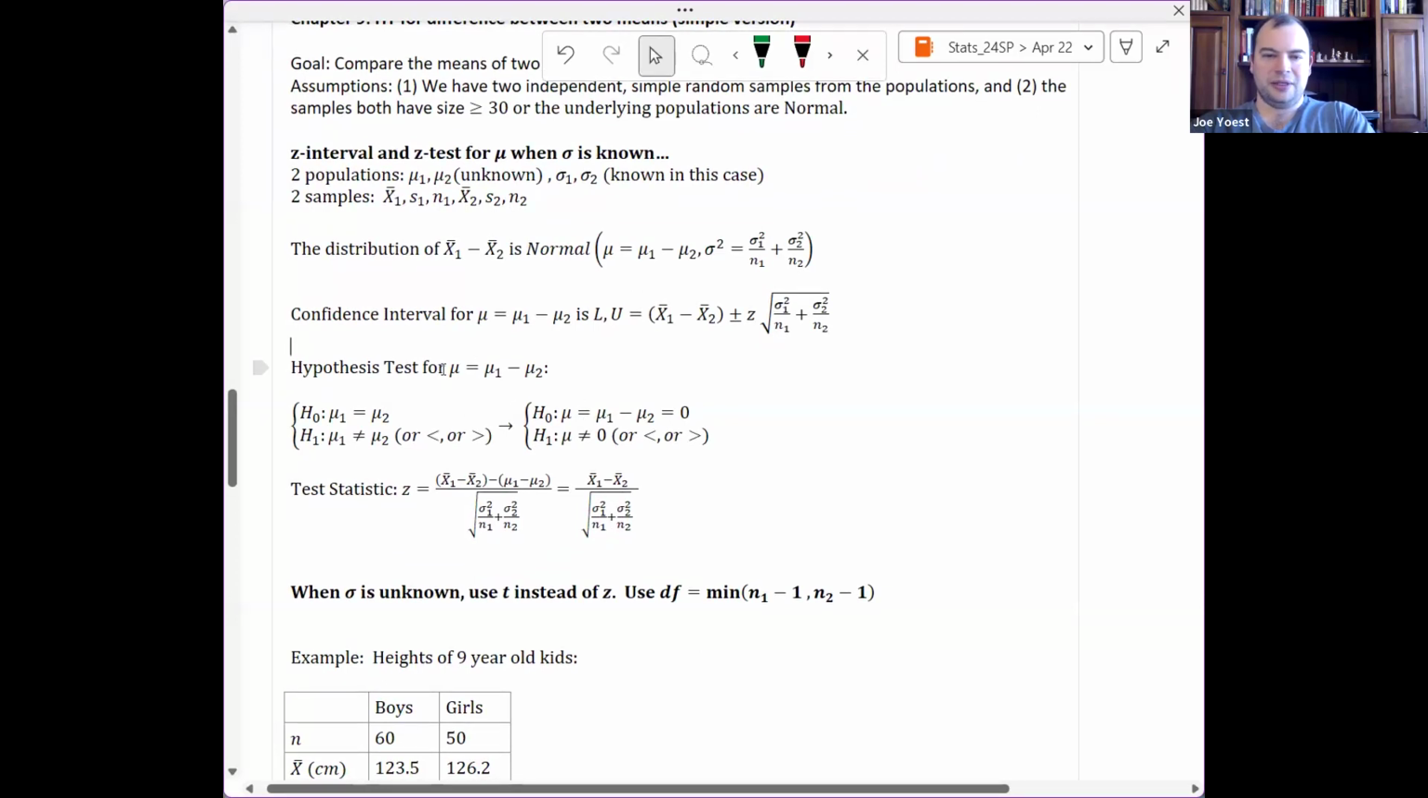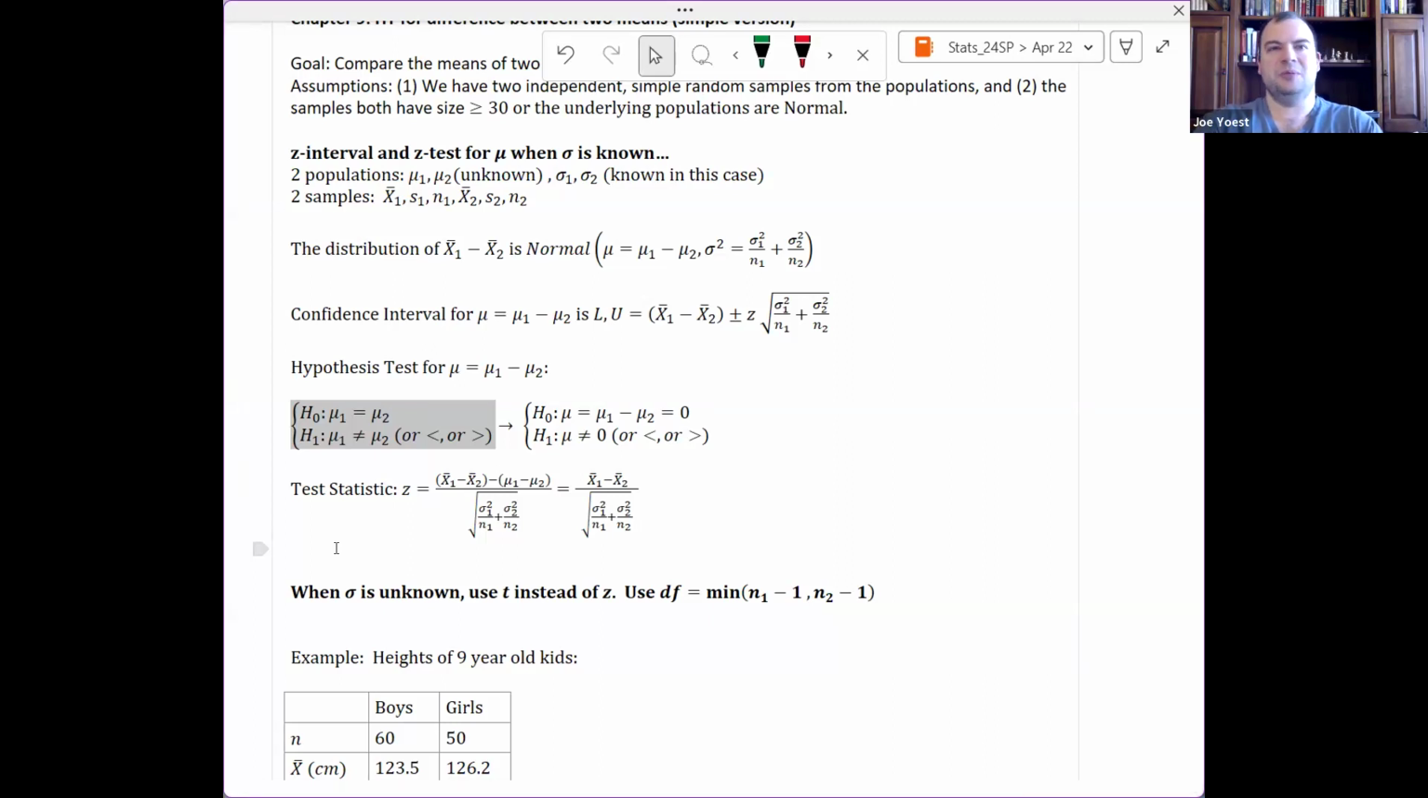What if I have a hypothesis test that I want to set up for whether or not the two means are the same? So really what I want to ask is this question here: is mu1 equal to mu2, or is maybe mu1 not equal to mu2, or maybe mu1 less than mu2 or mu1 bigger than mu2? But this is really what I want to ask.